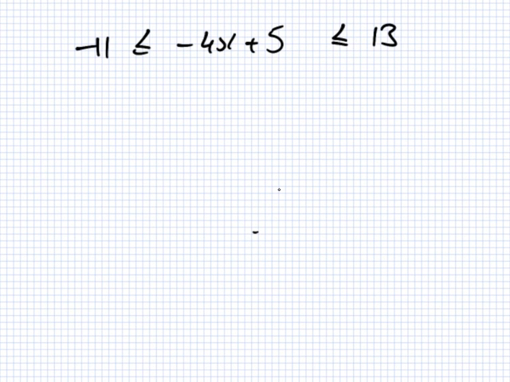Let me just write it down again. This way I prefer because it's a bit quicker. So what we do, we keep it all together. So first I put a minus 5, a minus 5, and a minus 5 on everything. Then I'll get minus 16. Yeah, that's it.